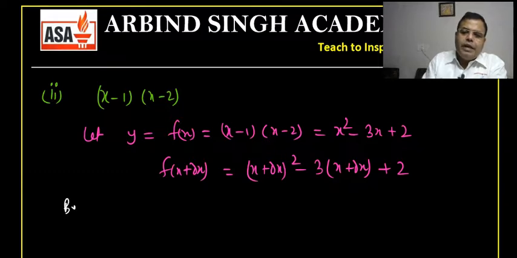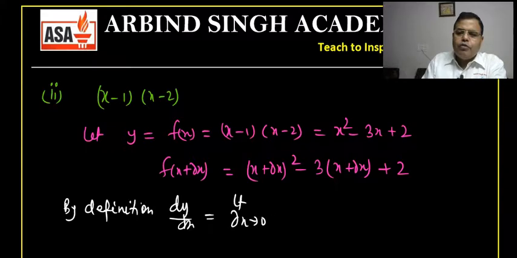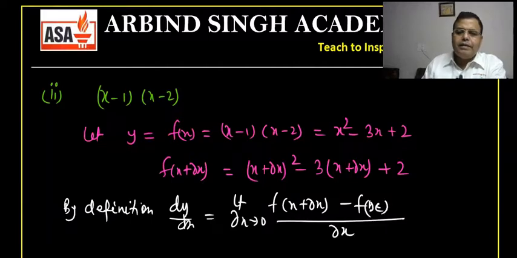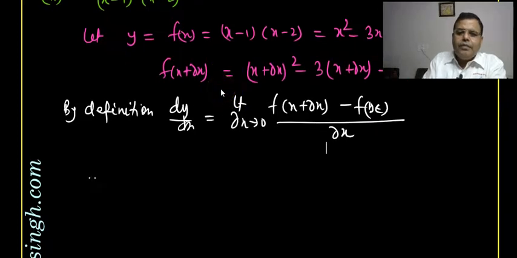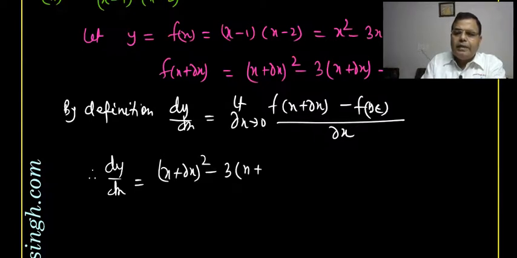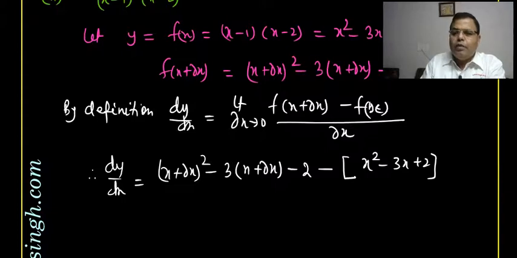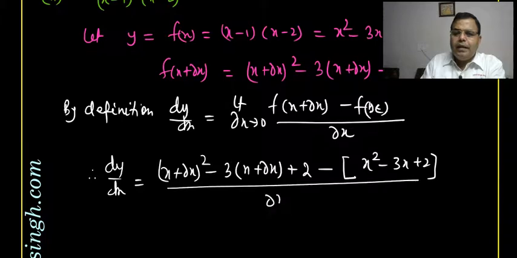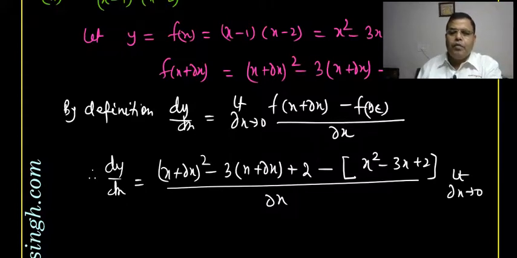Now, by definition, dy/dx is equal to the limit as Δx tends to 0 of [f(x + Δx) − f(x)] divided by Δx, right? So dy/dx equals the limit as Δx tends to 0 of [(x + Δx)² − 3(x + Δx) + 2 − (x² − 3x + 2)] divided by Δx. I should write this side, but no problem, we can write anywhere.